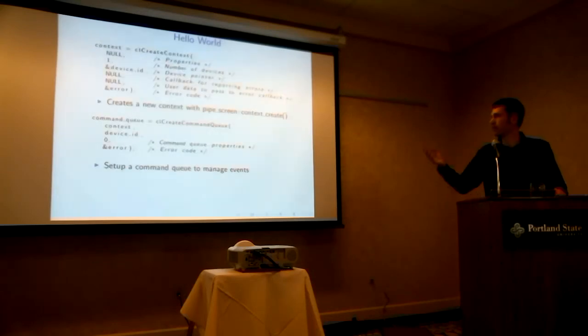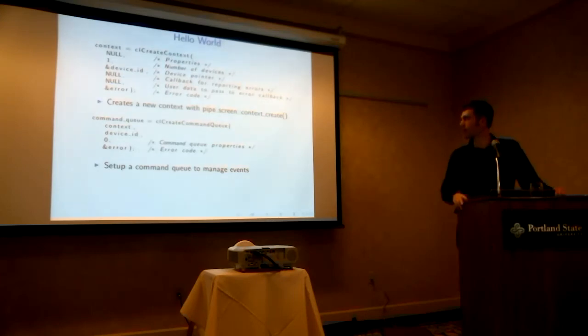Okay, the next two steps just create a context. Again, this calls into Gallium's pipe screen create context, and then you typically initialize a command queue. Well, you have to initialize at least one command queue. The command queue basically just manages events. Anytime you create a buffer and you want to write to it, or you want to dispatch a kernel, that goes into a queue, and then it's executed in order, or you can specify to have it be out of order, and you can specify dependencies between events, so the command queue will take care of all that stuff for you.